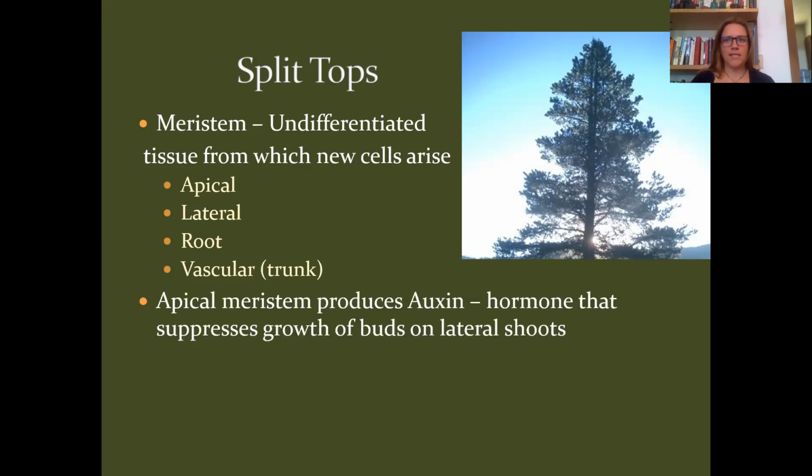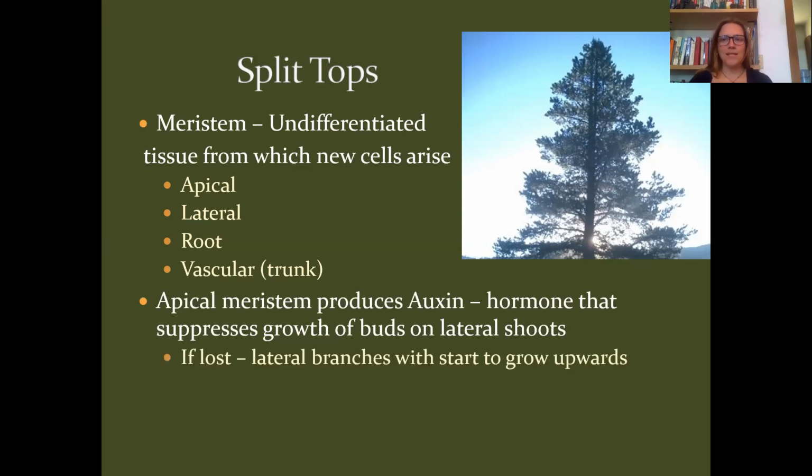But in this case, what happens is that the apical meristem, the meristem tissue at the very top of the tree, produces auxin, which is a plant hormone. And this plant hormone is then moved down to the lower parts of the tree, and it goes out to the lateral branches and the buds on the lateral branches, and suppresses the upward growth of these branches. So they are going to grow outwards rather than going straight up towards the sun.